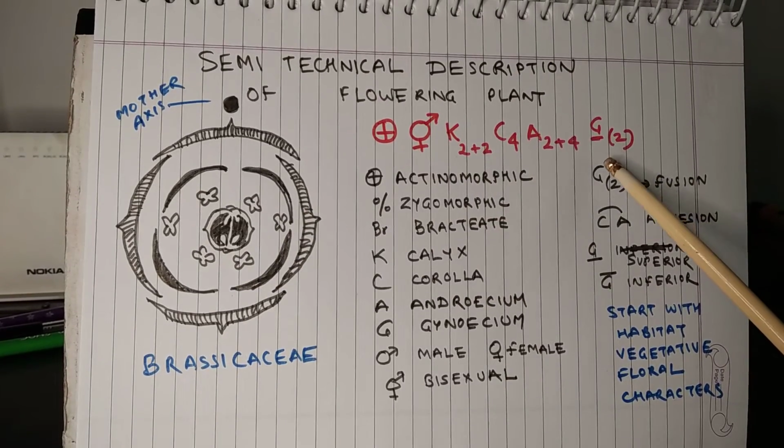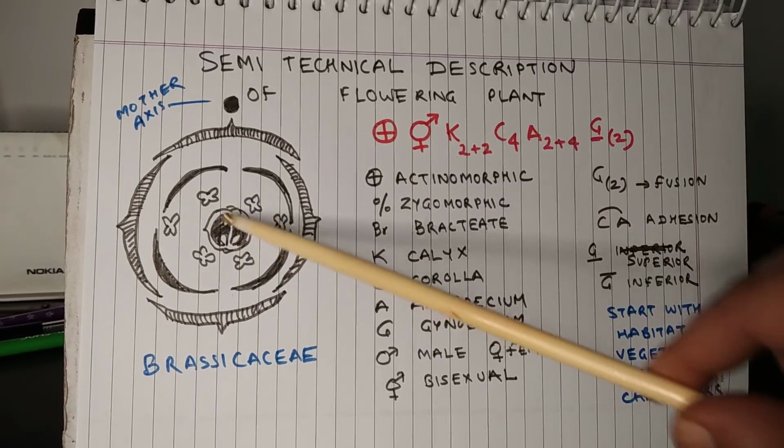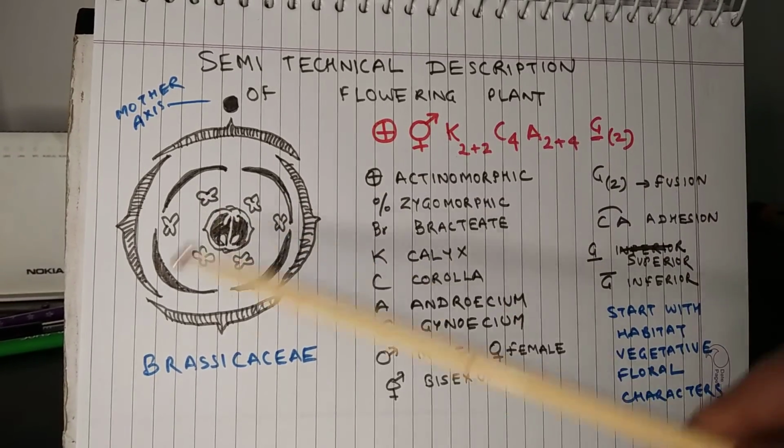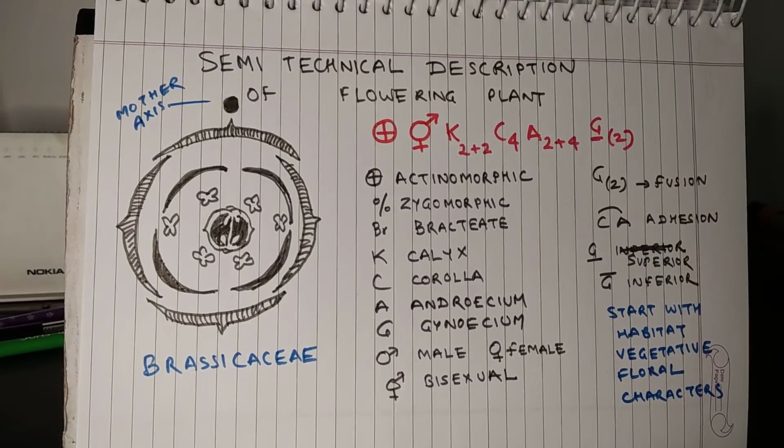Gynoecium is superior, and 2 is written in brackets, which means that the ovaries are fused. So there are 2 ovaries, they are fused, they are not free. This is the floral diagram of the family Brassicaceae. That's all for this lesson.